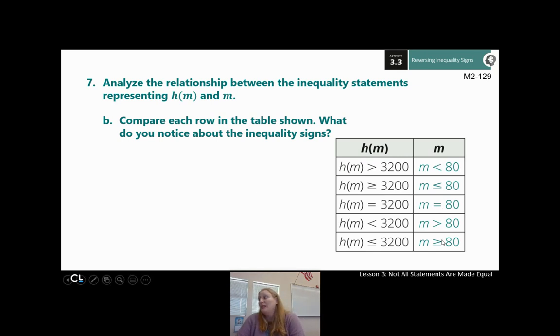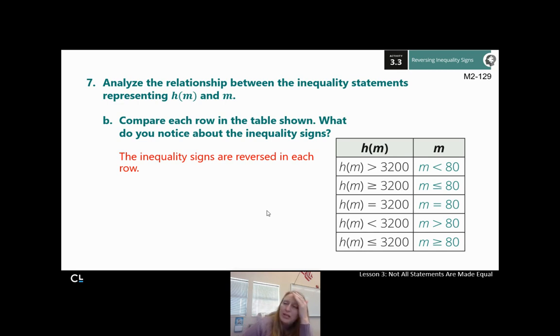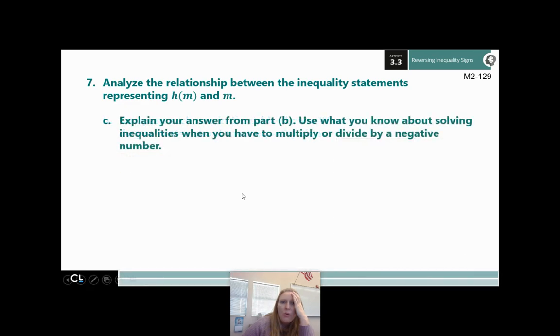Well, I hope you noticed that the inequalities were all reversed. They all got flipped. The inequalities in each row got flipped. So here's the big question. Now that we've noticed this, that our inequalities kept getting flipped, why? Explain why that happened.